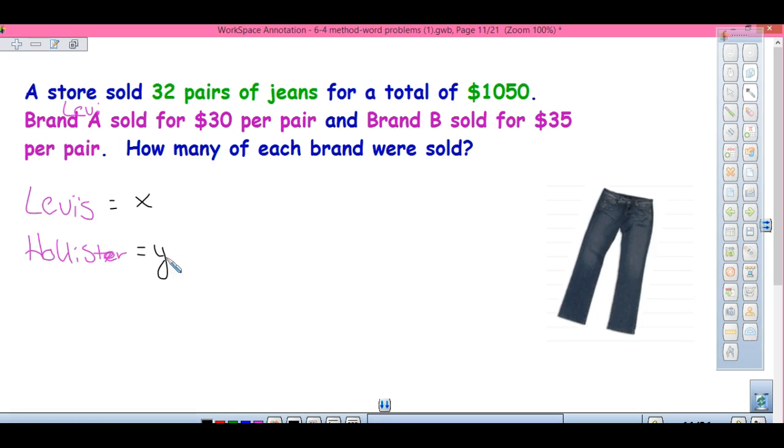Okay, how many pairs of jeans did we sell? 32 pairs of jeans. What's that equation look like? X plus Y equals 32. Okay, so it's $30 for each pair of Levi's. What's that look like? 30X plus 35Y equals how much did we make?